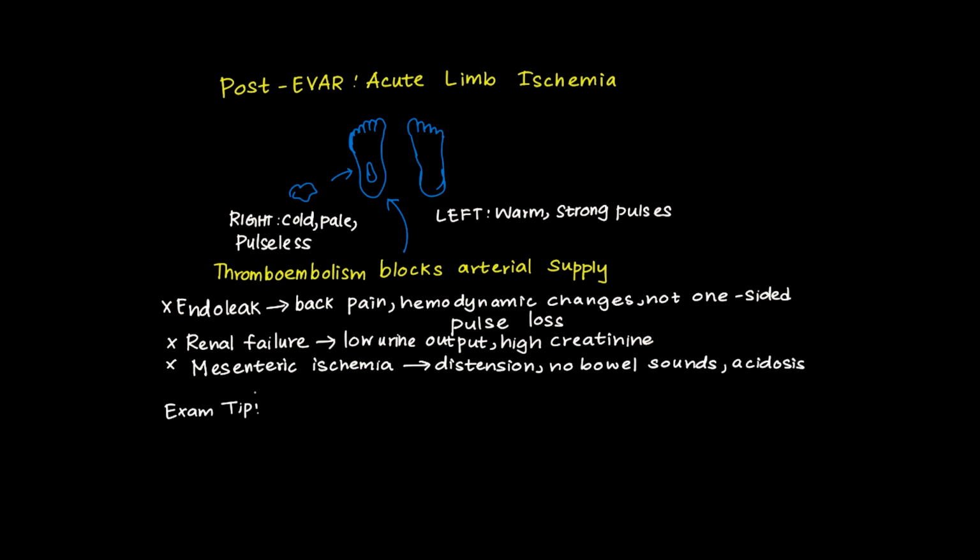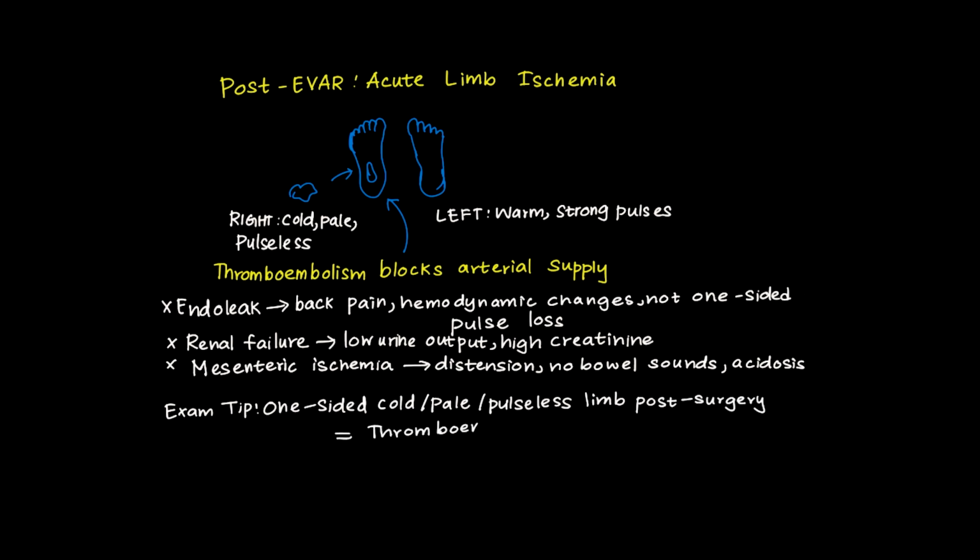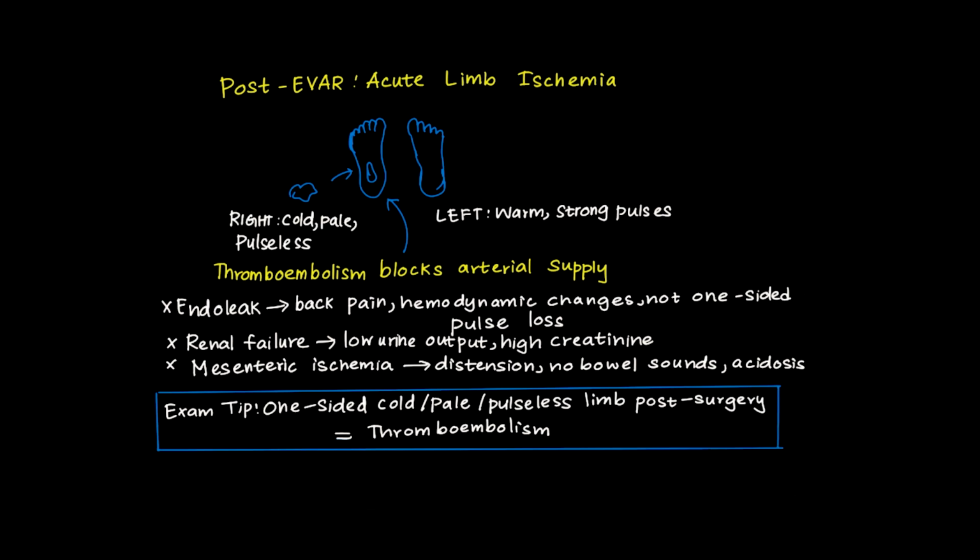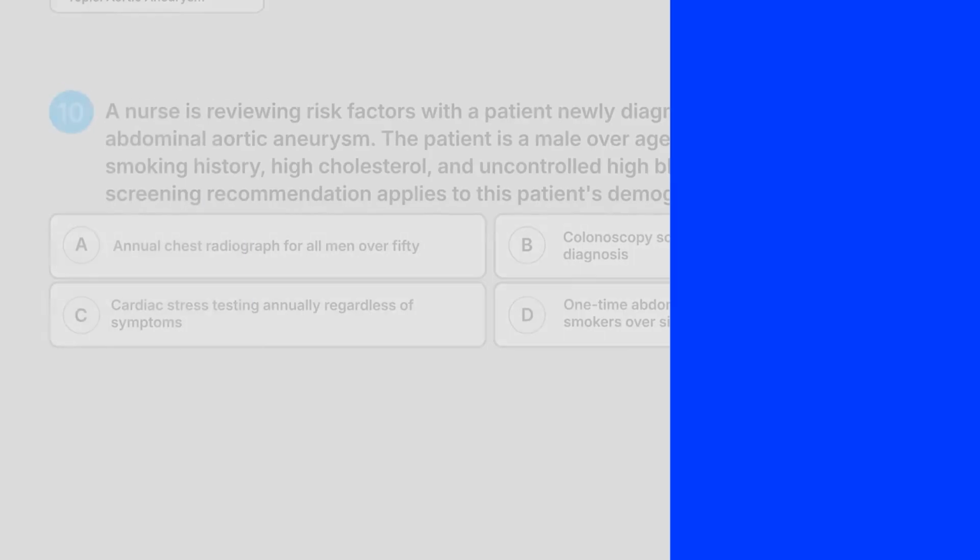Here's a WGU D454 OA exam tip for you. Cold, pale, pulseless limb after vascular surgery equals thromboembolism. Look for the word asymmetric or one-sided findings. That's your trigger. Recall hook, the 6 P's of acute limb ischemia. Pain, pallor, pulselessness, paresthesia, paralysis, poikilothermia.